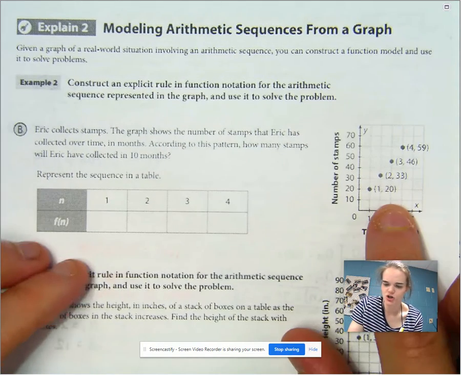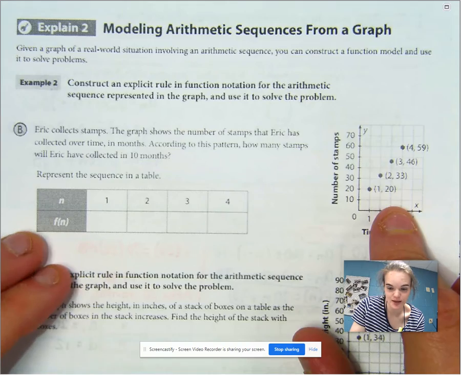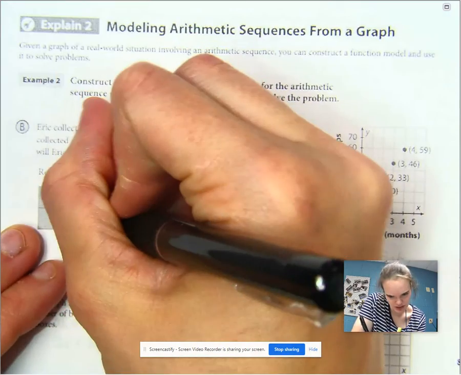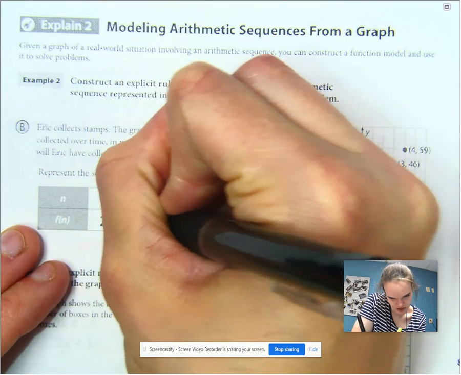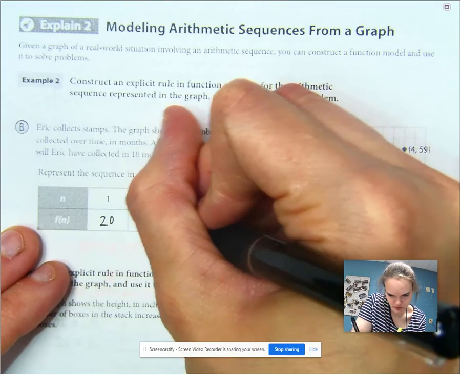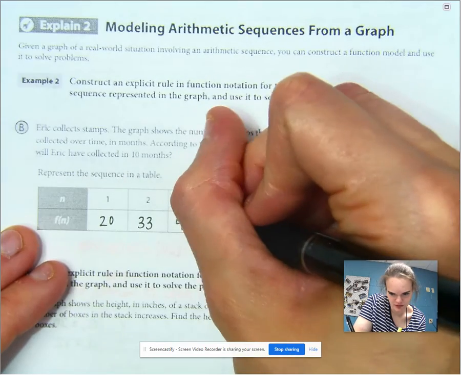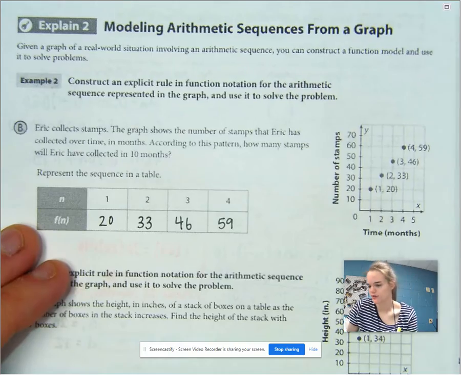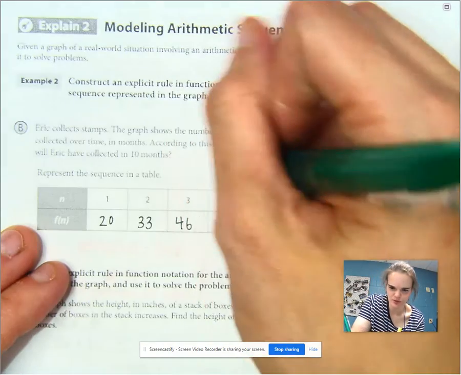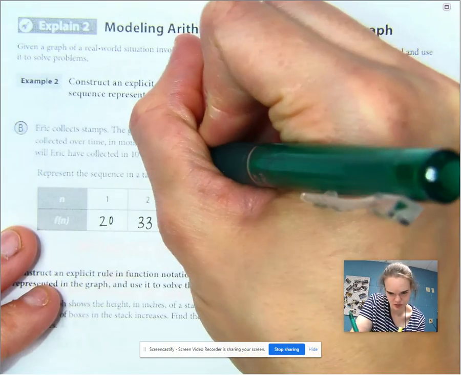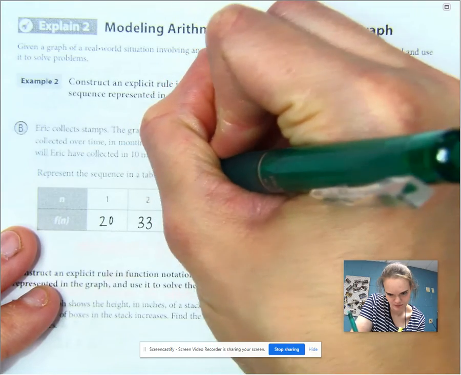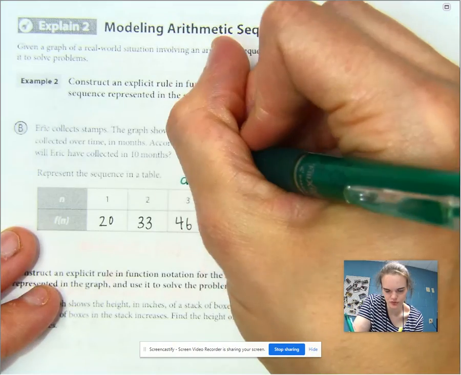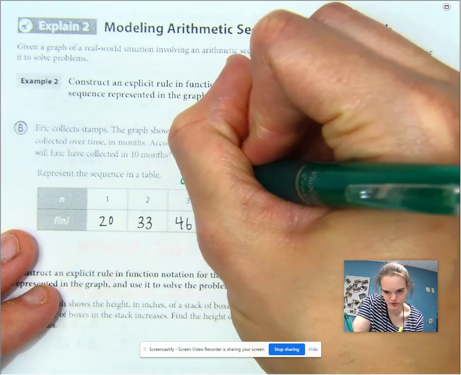Okay. From the chart, I don't actually have to create a table, but since they gave us one, we will. It says 1 goes with 20, 2 with 33, 3 with 46, 4 with 59. There really isn't a lot of room. So we're going to do a sub 1 and d up here somewhere. A sub 1 is the first term. It's 20. D, the difference, is 13.